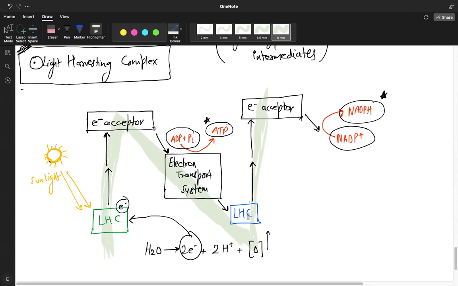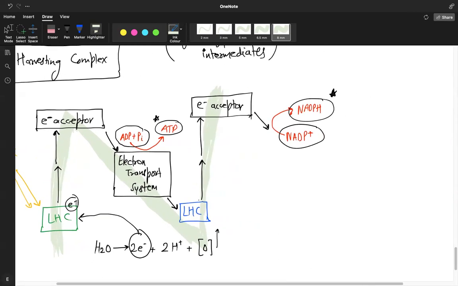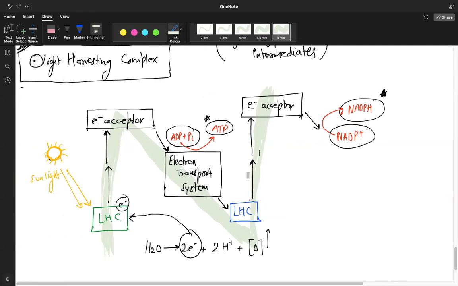Another light harvesting complex gets excited, and then it goes to another electron acceptor, and so in one ATP is formed, in the second one the NADPH is formed. So can you see it's a form of a Z? And also here the thing that you should note is that the first light harvesting complex and the first acceptor is called photosystem 2.